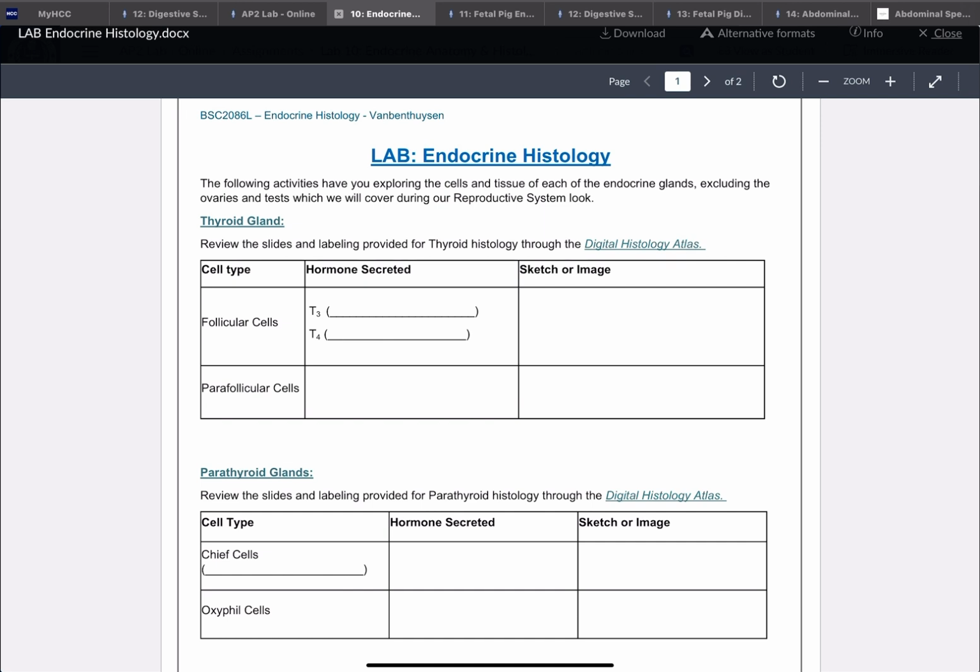It's not all of them, there are other ones, but you would need to be able to identify the cells as well as the hormones secreted from the cells, and I recommend that you put either a sketch or an image. So over here I have links to the digital histology atlas. If you click on these, it may not pop up exactly what you need right away. You might have to scroll through the bottom in order to find the cell types.